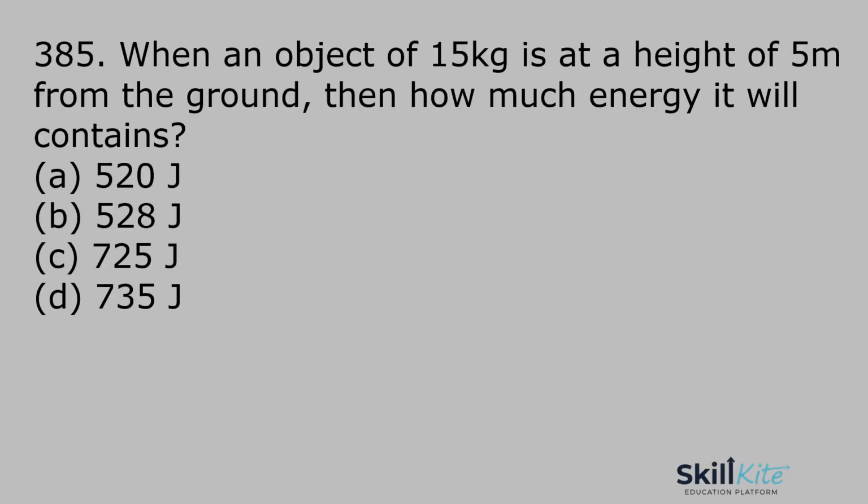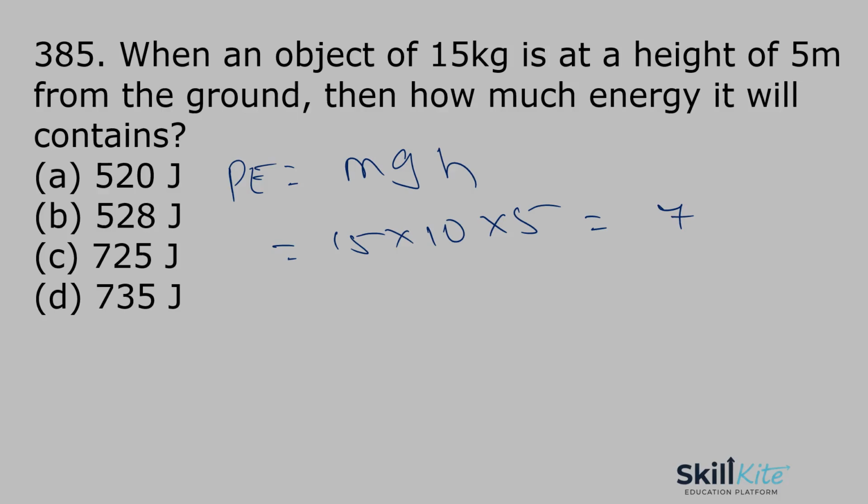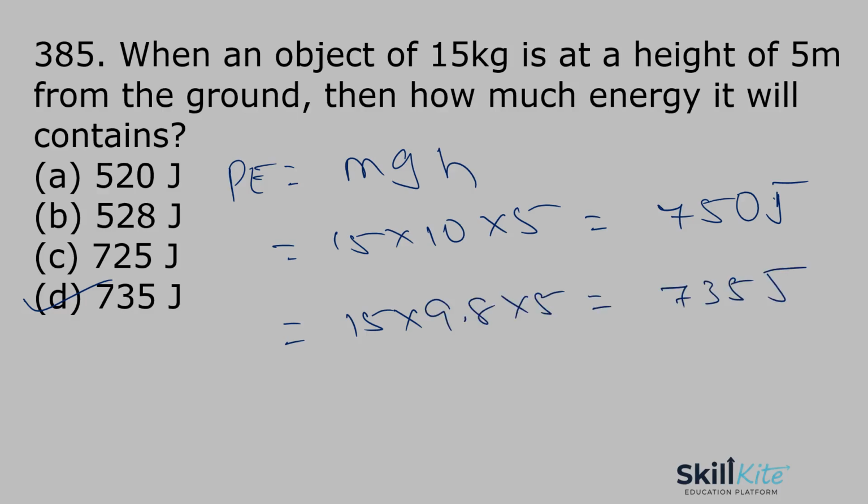When an object of 15 kg is at a height of 5 meters from the ground, how much energy will it contain? Potential energy is mgh. 15 into 10 into height 5, that is 750 joules. The nearby value is 735. We can calculate 15 into 9.8 into 5 and get 735 joules. So that is the answer here.